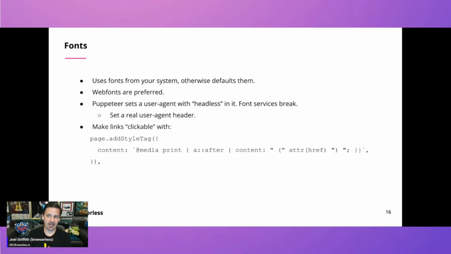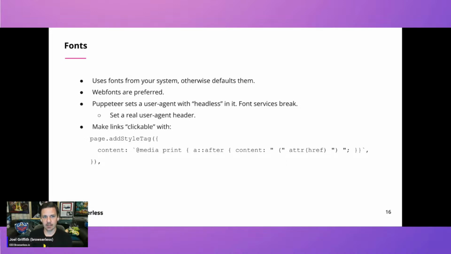And so if you have headless in your user agent, those web font services freak out and say, we don't have a web font package that fits that user agent. So here's something that we think might work, and it doesn't. So for that reason, anytime you use Puppeteer to generate a PDF, you also want to set a real user agent header. And that's a very easy call to make. There's a page.setUserAgent, and you're there.